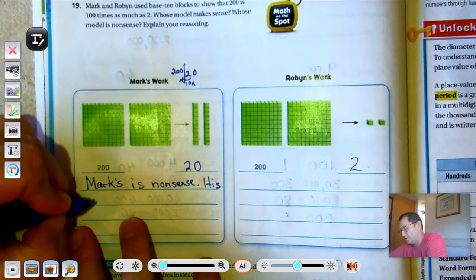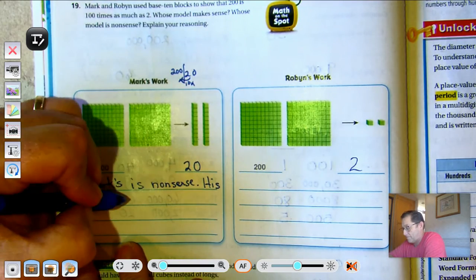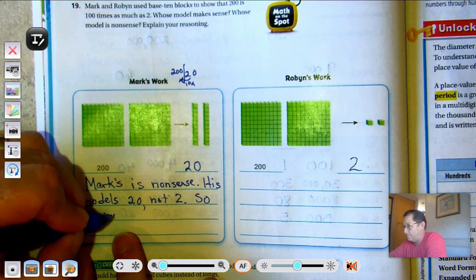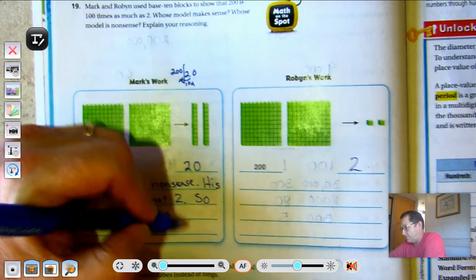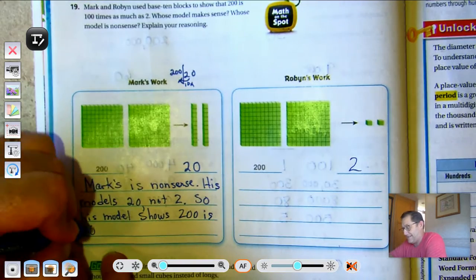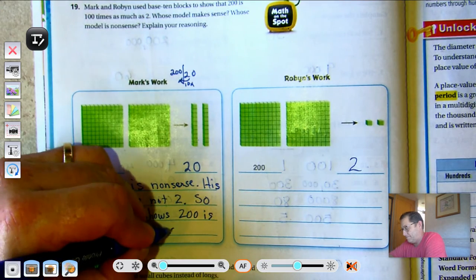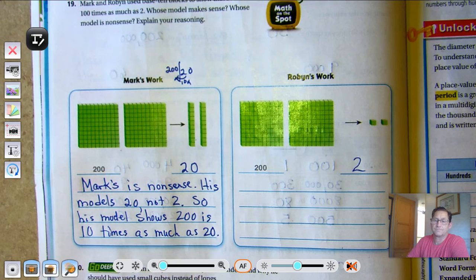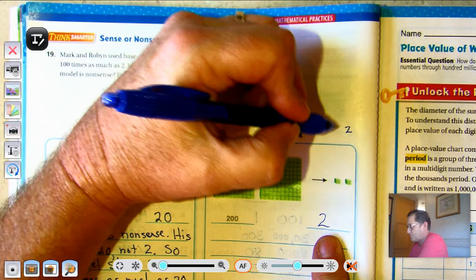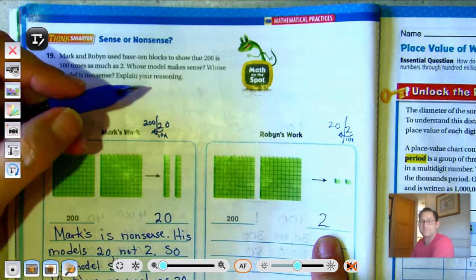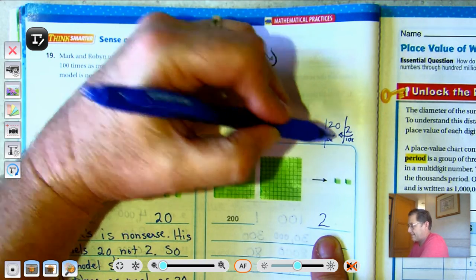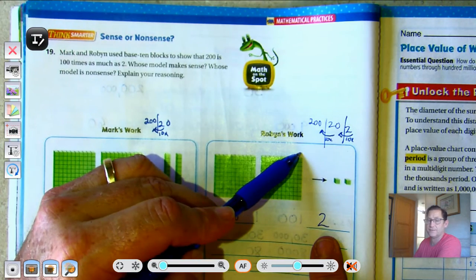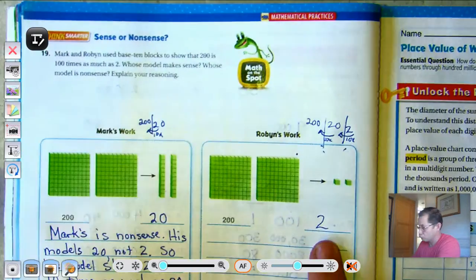Mark's is nonsense. His model shows 20, not 2. So his model shows 200 is 10 times as much as 20. In Robin's, if she's starting at 2, if she takes 10 times as much, she'd be at 20. Then if she took 10 times as much as the 20, she'd be at 200. So how many place values did she go to go from 2 to 200? She went 2 place values, so 100. Okay, so hers makes sense.